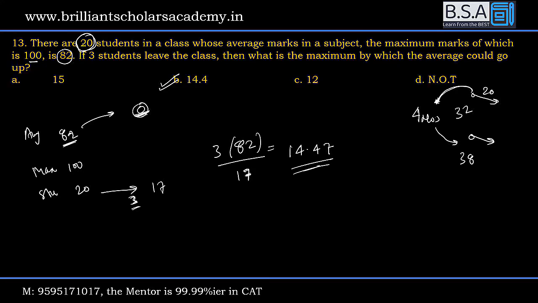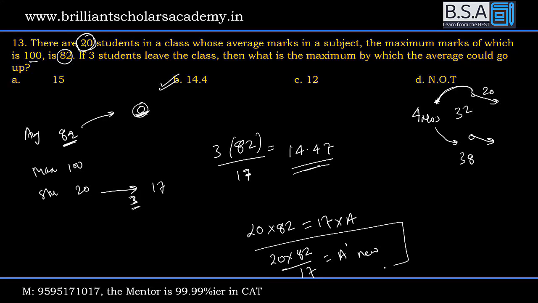Another way to do this is, there are 20 people. Their average is 82. This is their total. I want same total to be given to 17 people. This is their new average. So in this case, the kind of calculation I'm performing, that is the new average. You need to again subtract 82 from this to get the answer.